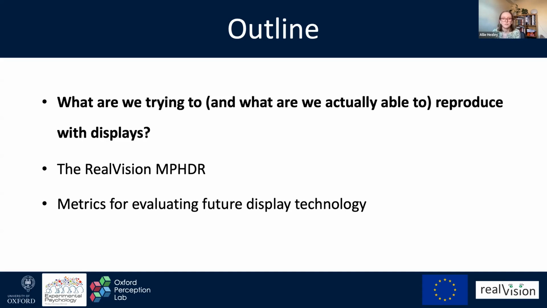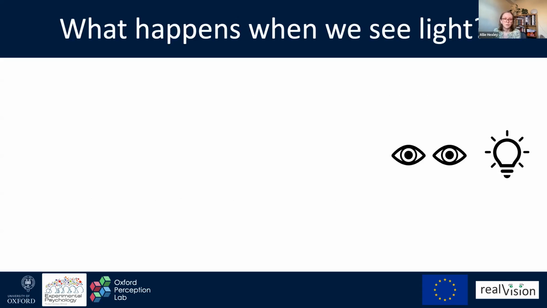So let's dive in. What is it that we actually are trying to achieve with displays? Well, ultimately, we're trying to reproduce the light from a real world scene, but more specifically, we're trying to replicate how the light is sensed by the human observer. So we need to consider how the observer senses light.